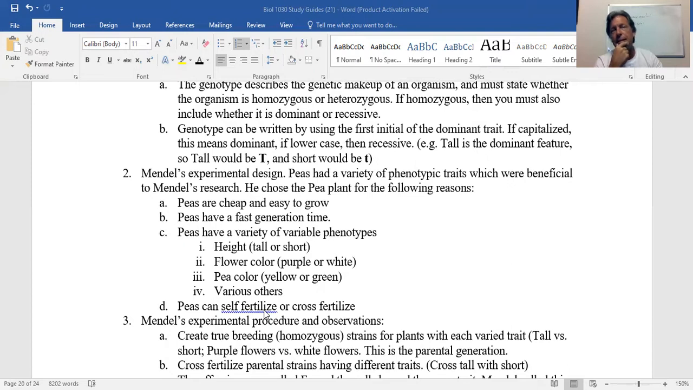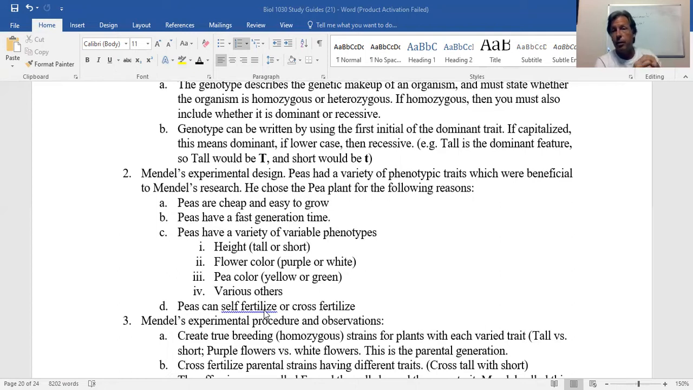And this is pretty amazing considering that Mendel uses no molecular techniques. He's not looking under a microscope. He's not tracking the chromosomes. He doesn't understand anything about DNA. But nonetheless, he's able to determine with these experiments that our eukaryotic cells are in fact diploid.